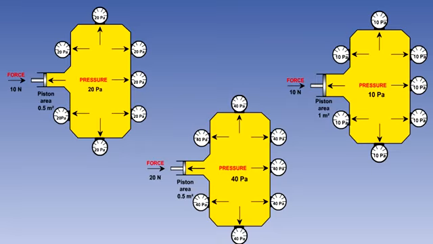We can see from these examples that the pressure varies in direct proportion to the force applied on the piston, but in inverse proportion to the piston area.